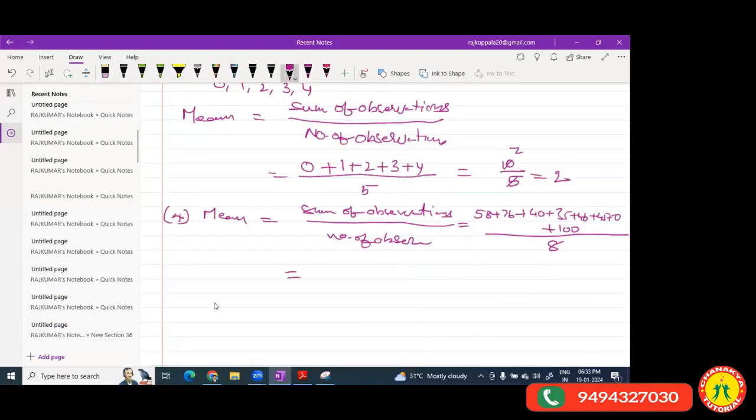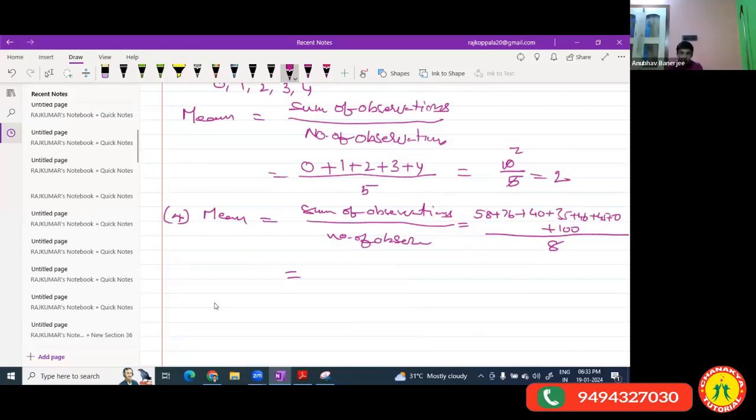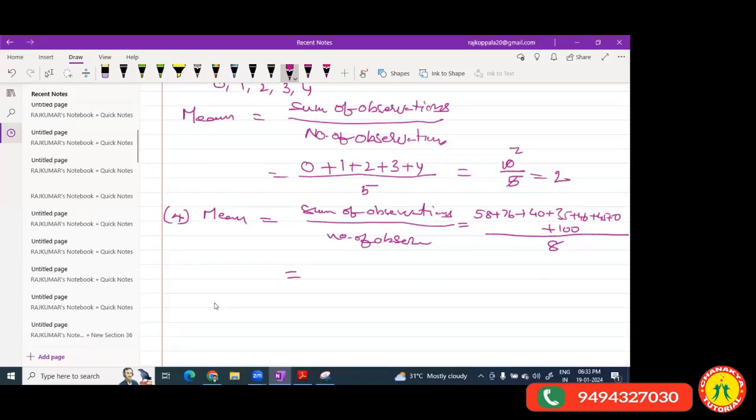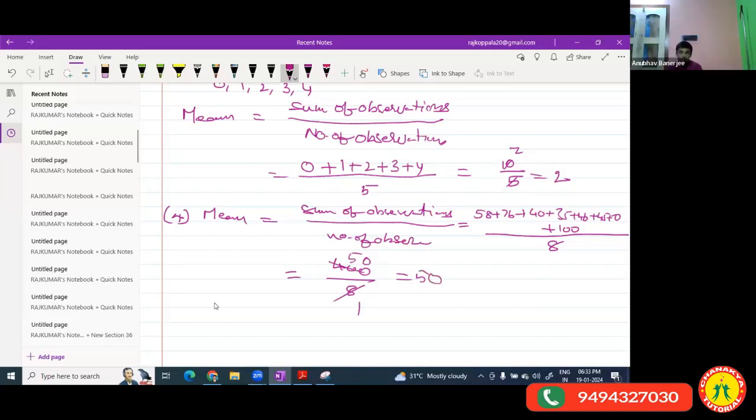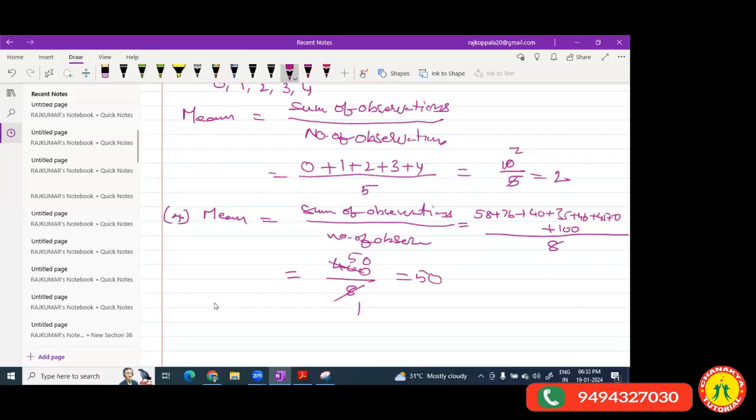Okay, then tell me the total. Can you add and tell me? Sir, it is 400. 400, correct. So 400 by 8. Cancellation is possible. 8 ones are 8, 8 fives are 40. So 50 is the mean of this data.